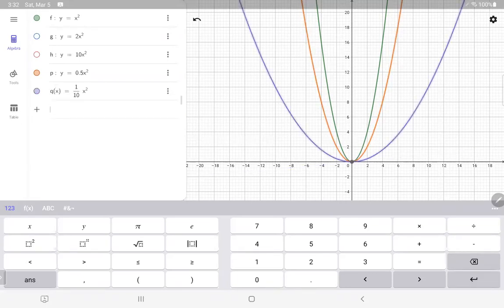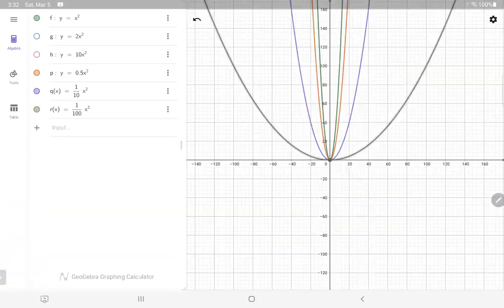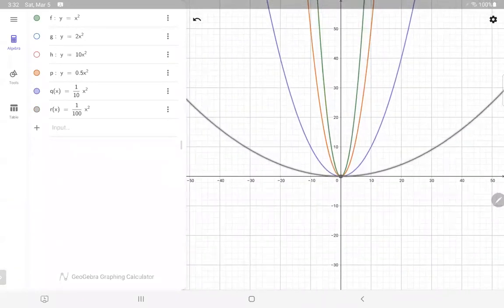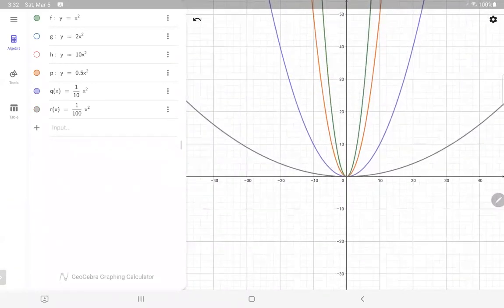Let's take 1 over 100. We are getting smaller values, smaller coefficients, okay? You see that? If the coefficient A becomes very small, we are wider than before, okay? If you apply the negative sign on all of them, we're going to flip all of them.